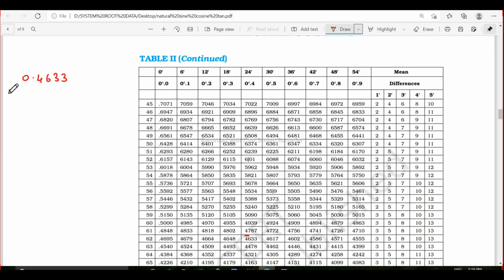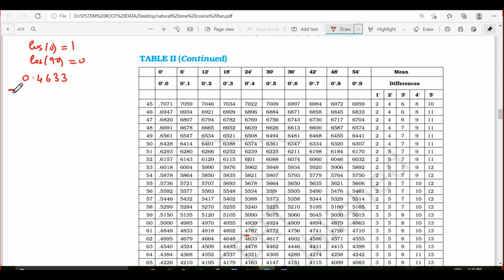In this case, the cosine function is actually a decreasing function from 0 to 90. That means as the value of the angle increases, the output of cos decreases. If you remember, cos of 0 is 1 and cos of 90 is 0. So as the angle increases, the value of cos decreases, right?